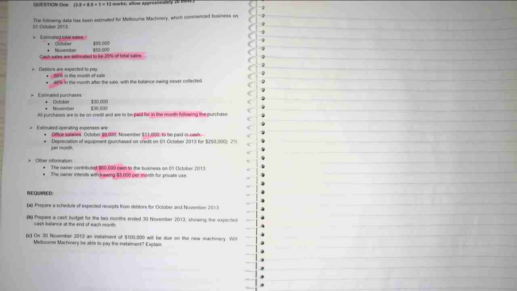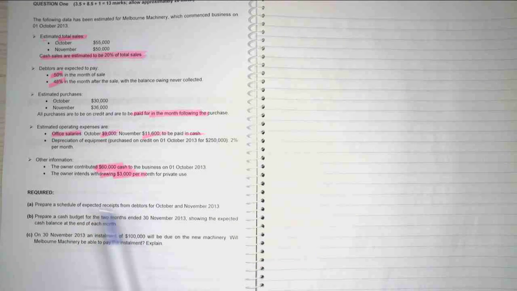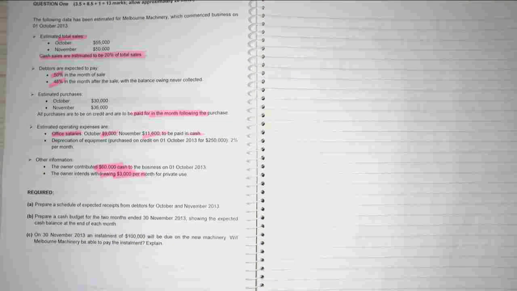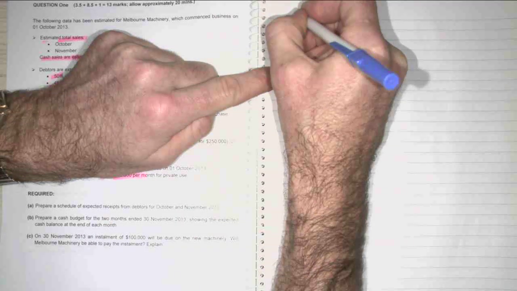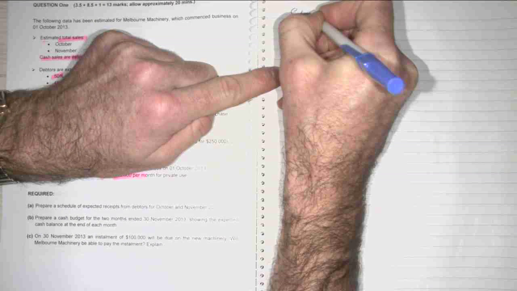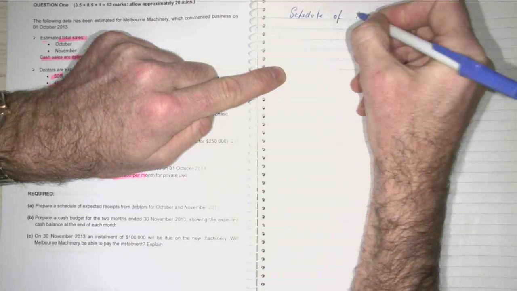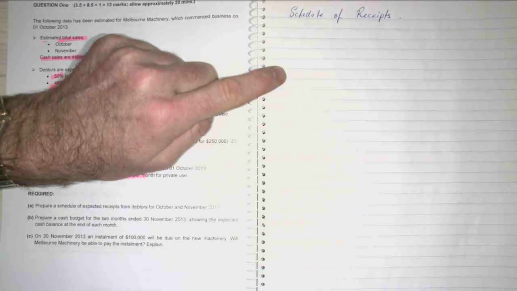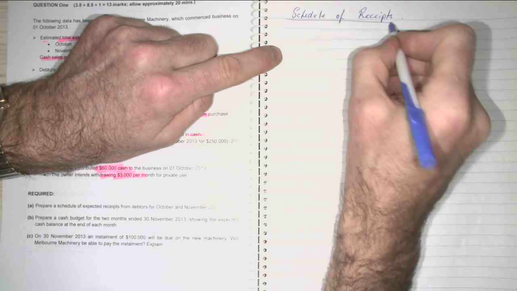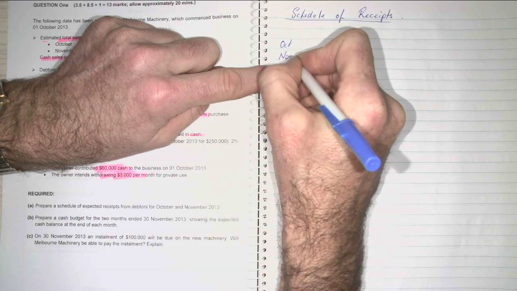So it says prepare a schedule of receipts of the debtors for October and November. So that's the first thing we want to do. So schedule of receipts. So I've got my schedule of receipts, and it's for October and November.